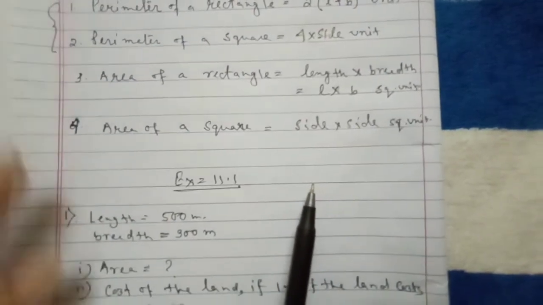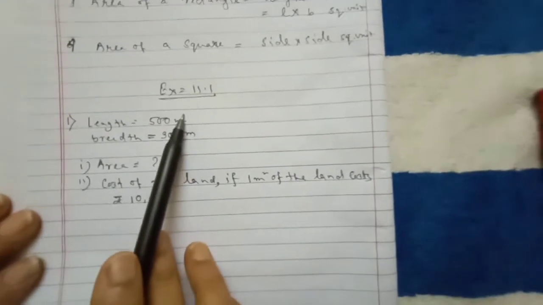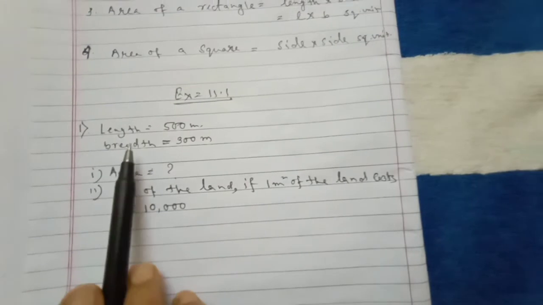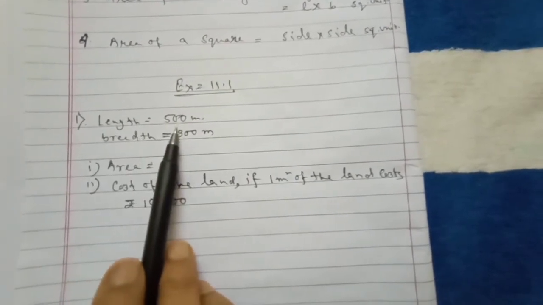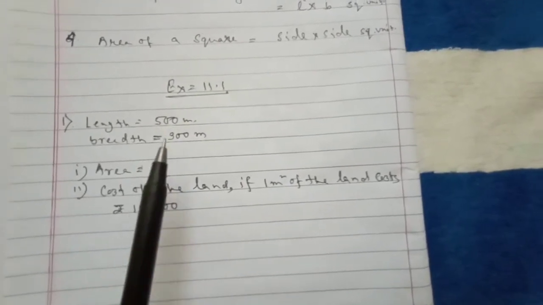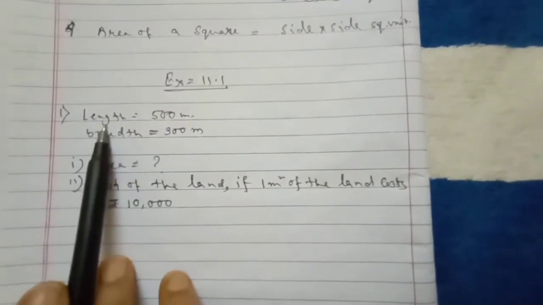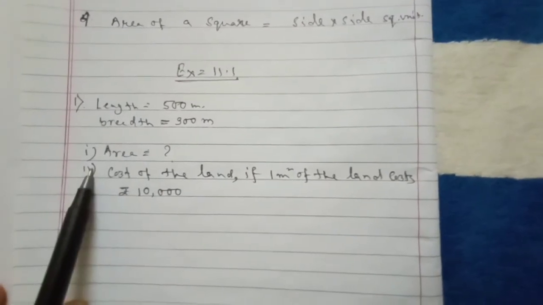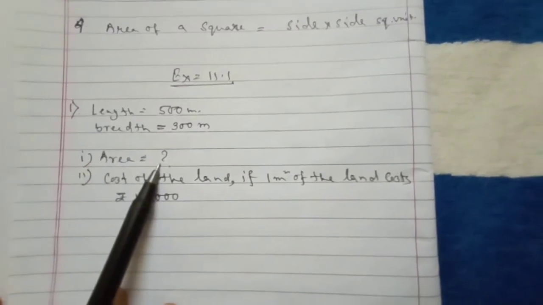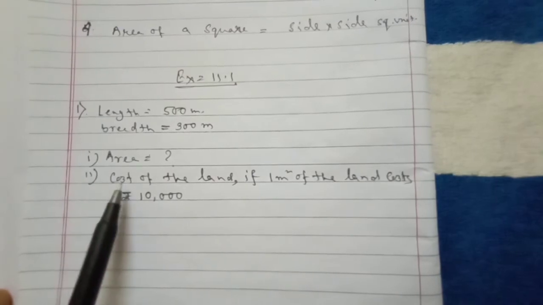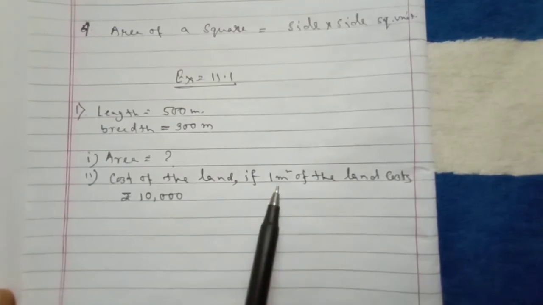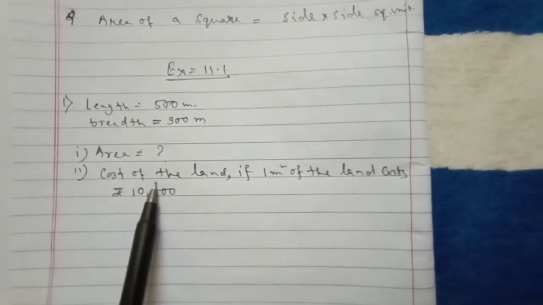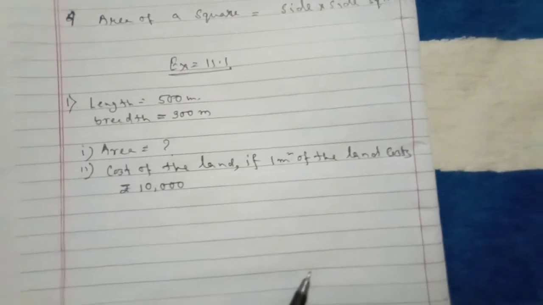Now in question number 1 from exercise 11.1, you will read the question from your book, where the length of a rectangular piece of land and its breadth are given. Length is given 500 meter and breadth is given 300 meter. What you have to find here? You have to find the area of the land, and next you have to find the cost of the land if 1 meter square of the land costs rupees 10,000. So to find the cost, you have to find the area of the land.